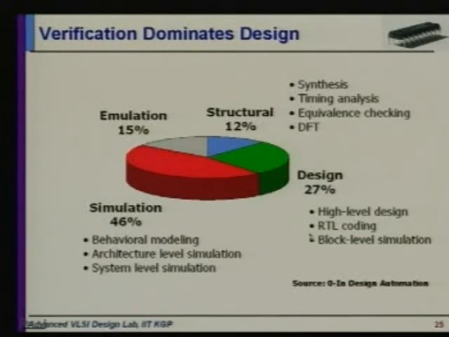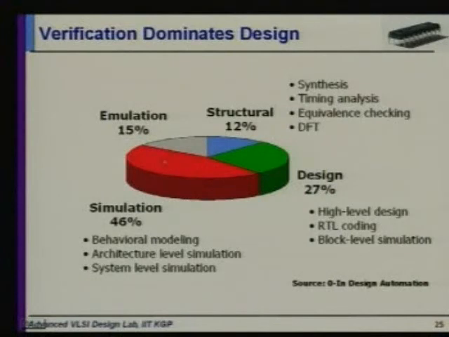Okay, now let us come to the topic of verification. So far we have only talked about the design flow, but 70% of the actual design time from the concept of the chip to its actual productization is spent in verification. 70%, and it is growing. So if you look at this picture, which was published by a company called Zero-In Design Automation, which was started by Professor David Dill of Stanford University. So he started a company on verification.